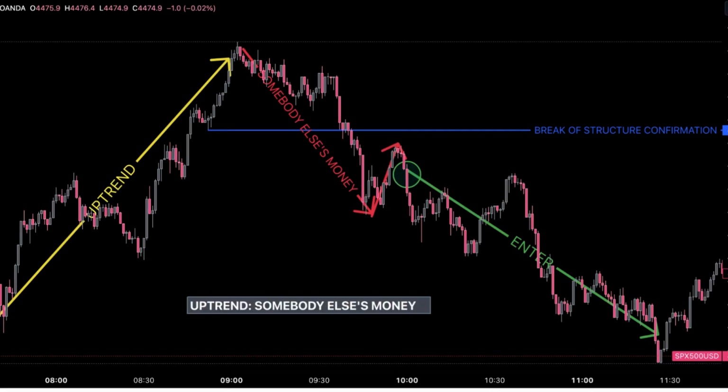Of course, I have to have a real market example. As seen, the market is moving up, then impulse is down, breaking structure. Price pulls back up. The impulse and correction in red is somebody else's money. Once the pullback is complete, as well as retesting the break of structure confirmation zone highlighted in blue, it's time to enter the market.